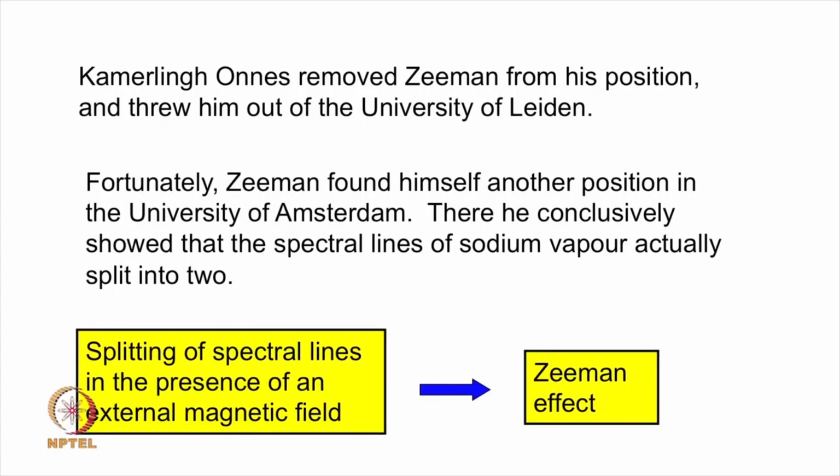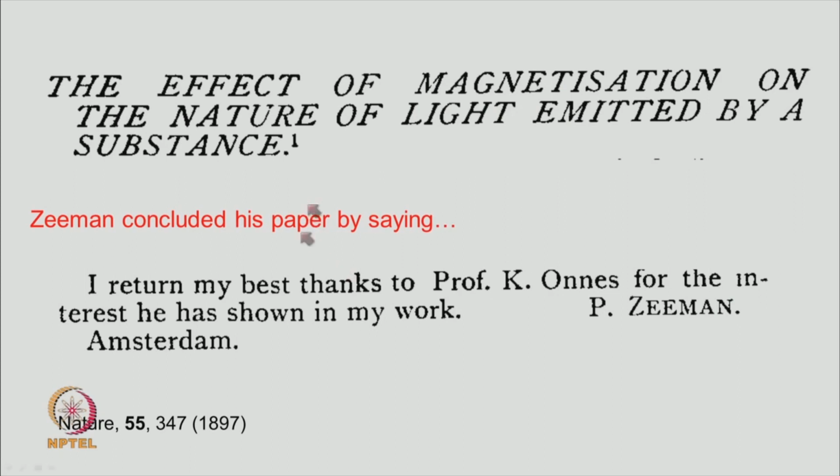So, that could have brought an end to the scientific career of Zeeman, but fortunately Zeeman found another position in the University of Amsterdam, and there he conclusively showed that spectral lines of sodium vapor actually split into two. Now, this splitting of spectral lines in the presence of an external field is called the Zeeman effect. Now, this effect was established, and he published it in the famous journal Nature. And the title of the paper was "The Effect of Magnetization on the Nature of Light Emitted by a Substance."